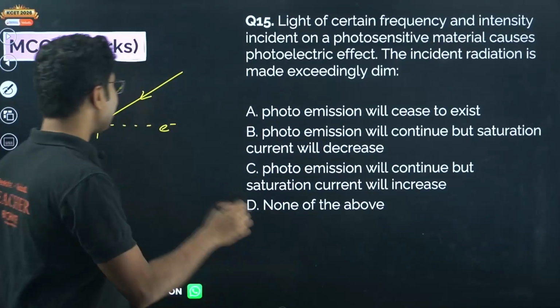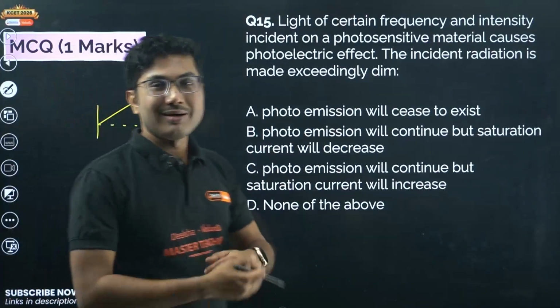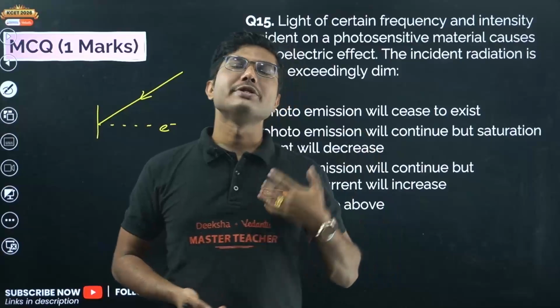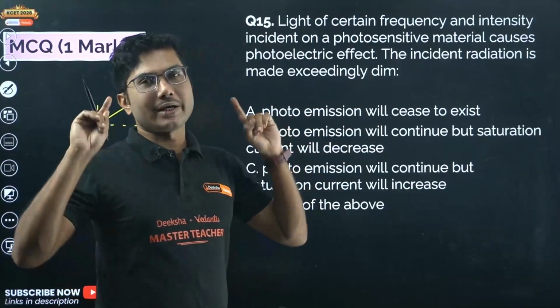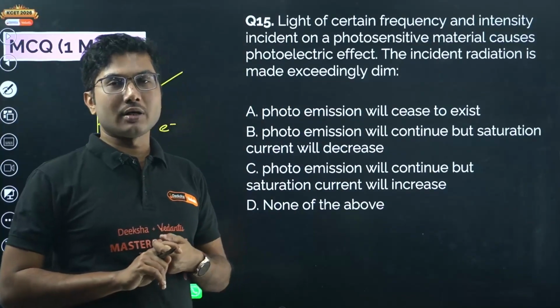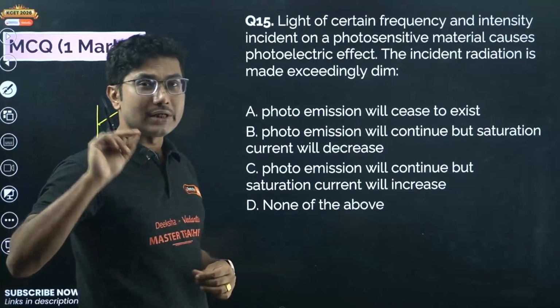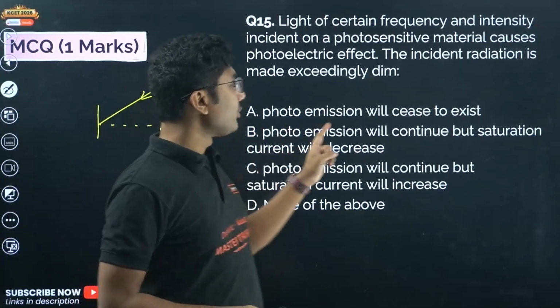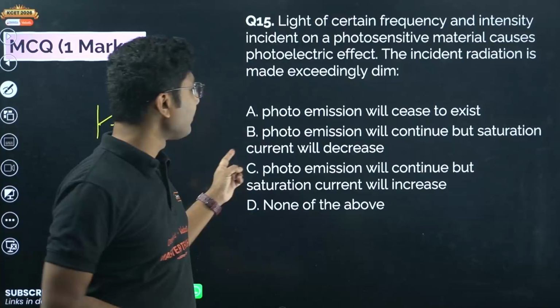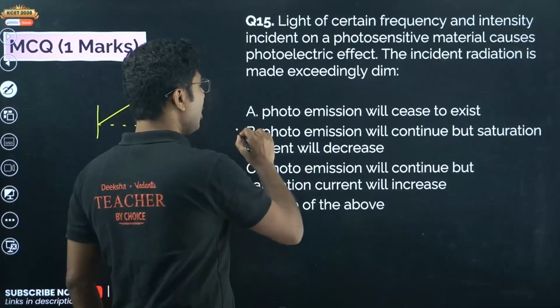Will the photoemission cease to exist? It does not depend on the intensity of light. Photoemission will still take place. Saturation current might change, but the photoelectric effect will not cease. Even if the light is very dim, it will still continue. Photoemission will continue, but saturation current will decrease. Yes, this is the correct statement.